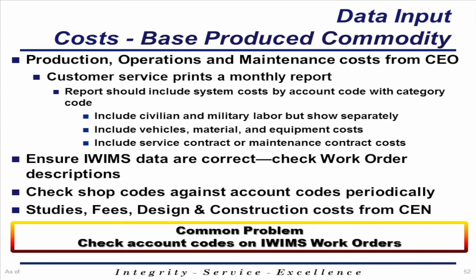And then one of the things we say here too is check your shop codes against your account codes periodically. So what you need to know is that the shop code indicates the shop doing the work, and the account code indicates the specific work being completed. So just go and talk with the ops superintendent to ensure that that information is being documented correctly. And also ensure that you get the studies, fees, and design cost from your engineering flights that also have utility-related expenses in them.